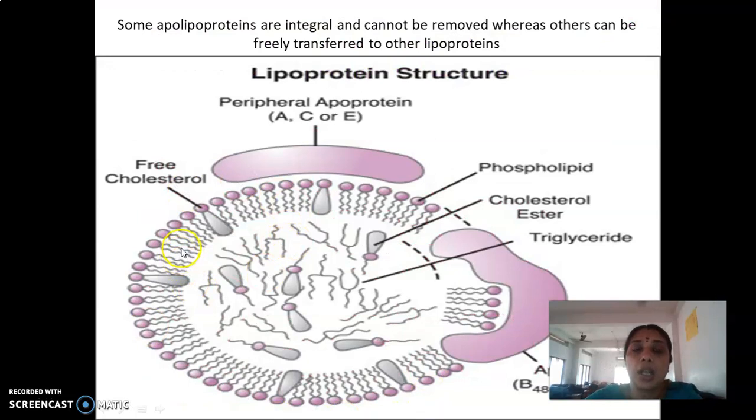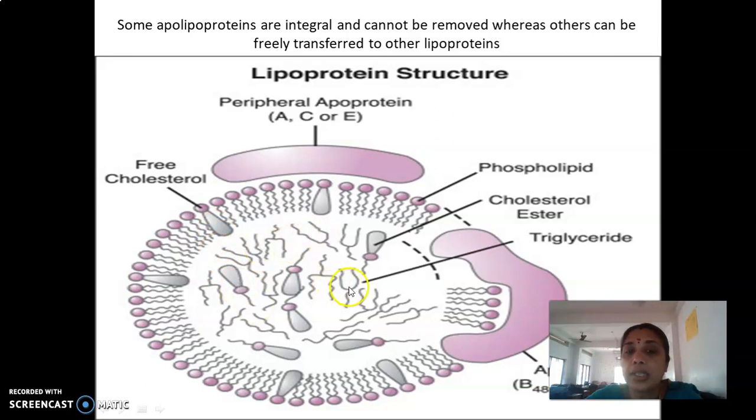So it has only a single layer of phospholipids and free cholesterol, within which it accommodates the cholesterol esters. This is free cholesterol, right? With the OH group facing outside and the steroid part facing inside. While this is a cholesterol ester, where the OH hydrogen is replaced with the fatty acid, the fatty acid tail. Clear? So this is the structural difference between free cholesterol and cholesterol esters.